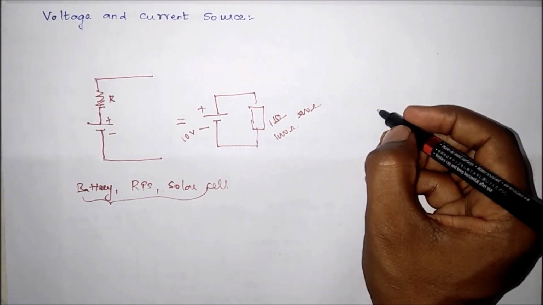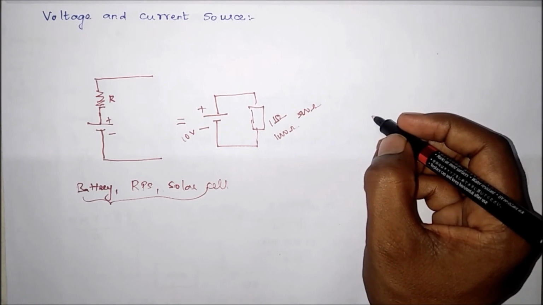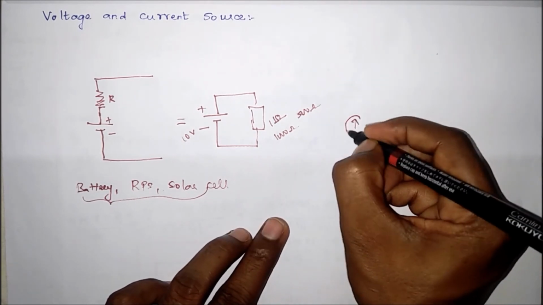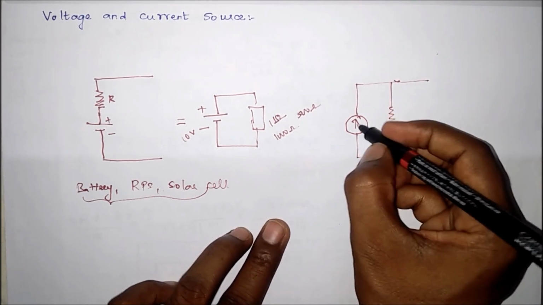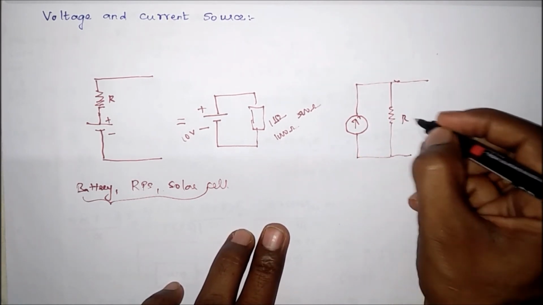Next one is current source. So current source is nothing but a combination of a current source in parallel with a resistor. The combination of a source with a resistor is called a current source.